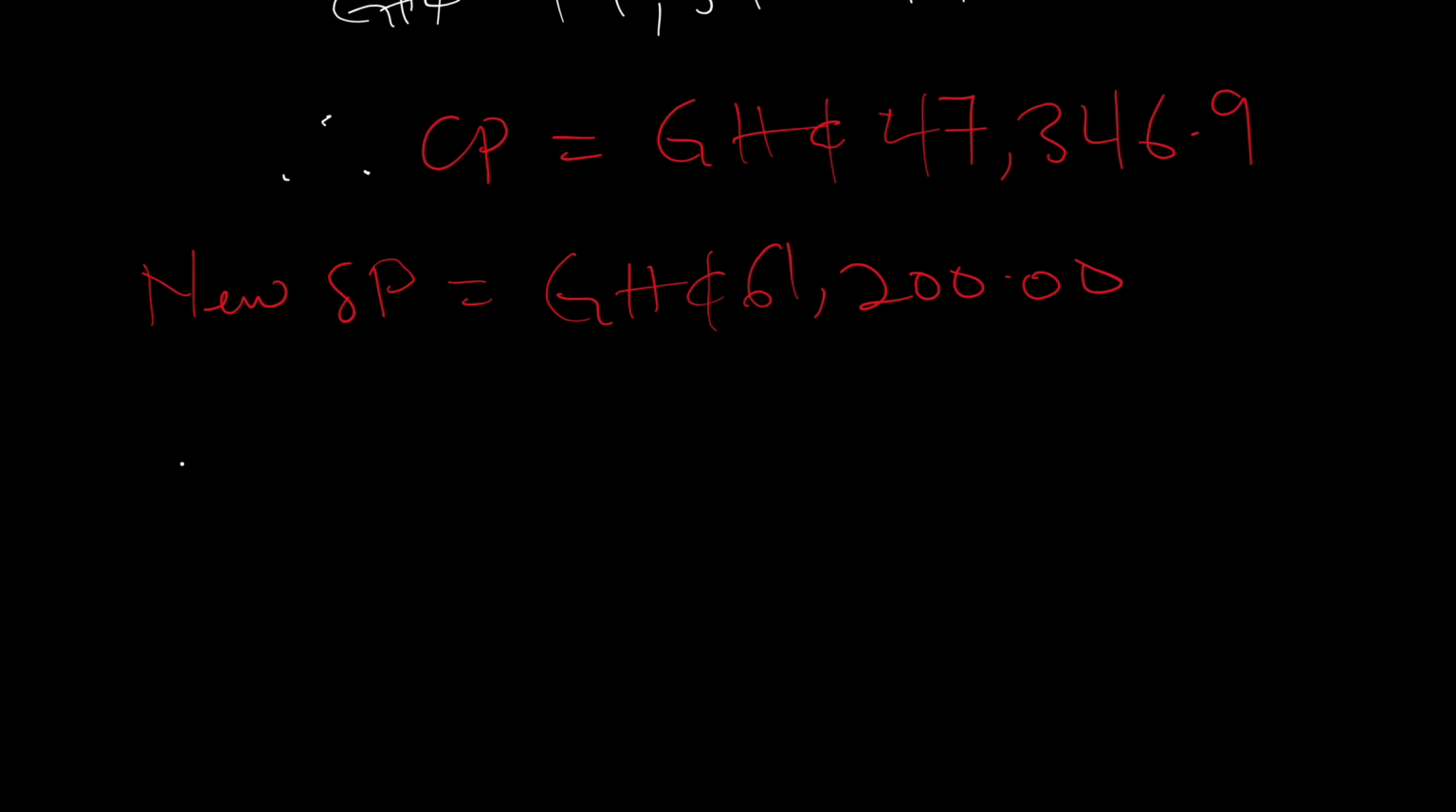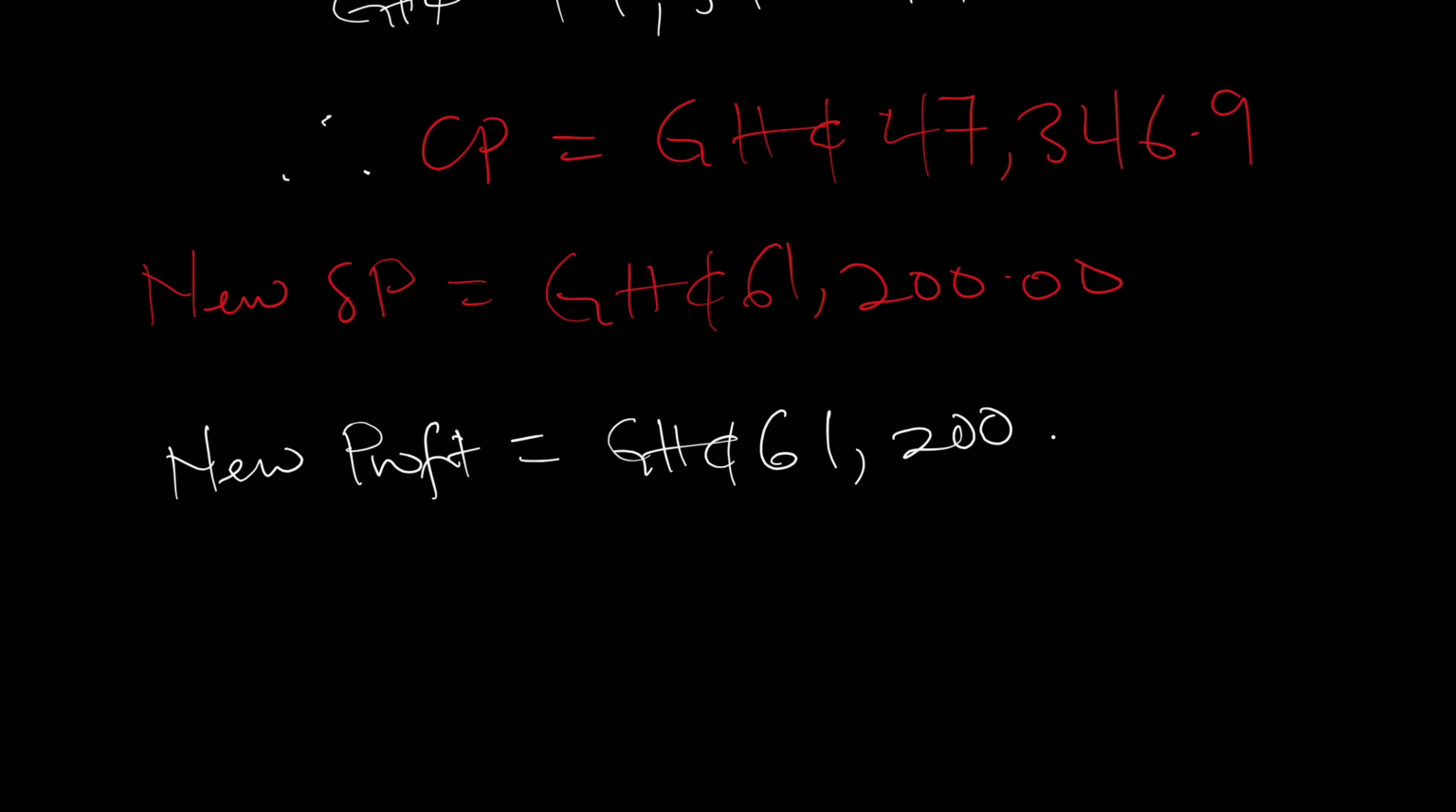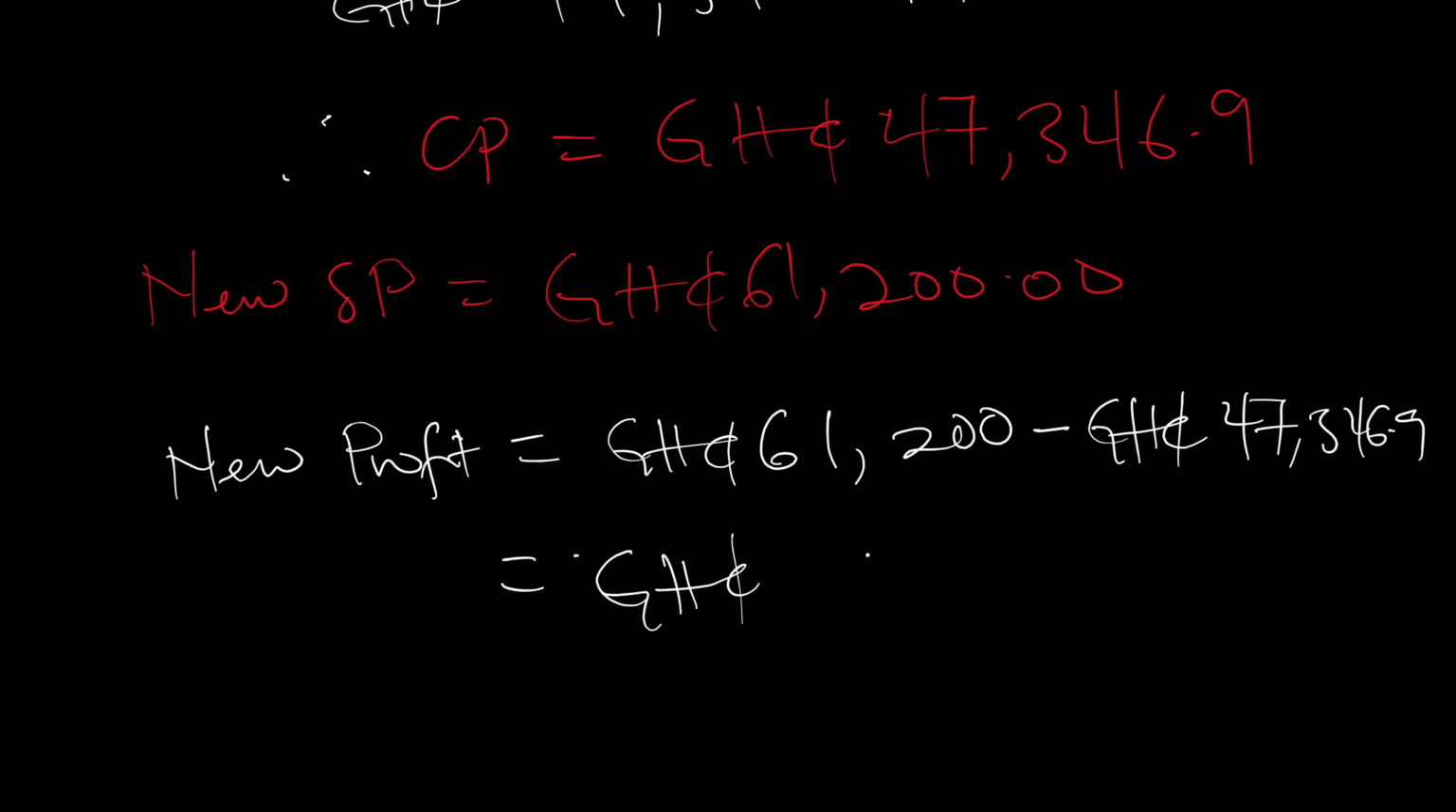So our new profit will be equal to our selling price, which is Ghana cedi 61,200, minus our cost price, which is 47,346.9. So our new profit becomes Ghana cedi 13,853.1.